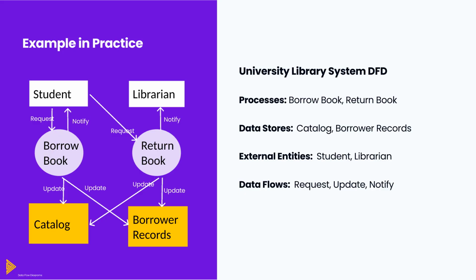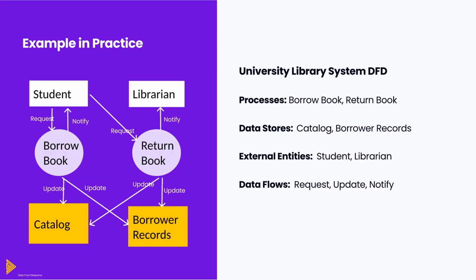Let's walk through a real example. Imagine a university library system. The key processes are borrow book and return book, which handle the main library transactions. The data stores include the catalog, which tracks all available books, and borrower records, which track who has borrowed what. The external entities are the student and the librarian.